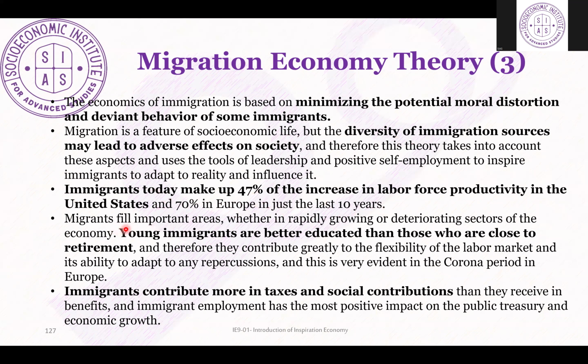The migrants fill important areas, whether in rapidly growing or deteriorating sectors. Young migrants, for example, are better educated than those who are close to retirement. So they will contribute also greatly to the flexibility of the labor market, and it will bring for it a better ability to adapt to any repercussions or any crisis. And we can see it clearly during the COVID pandemic.